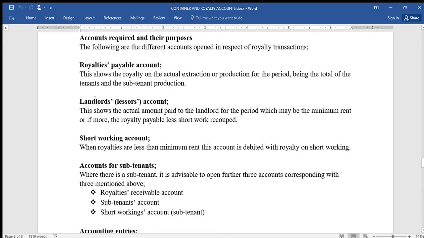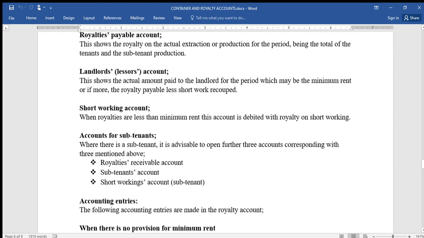Then we have the landlord or the leaser's account. This shows the actual amount paid to the landlord for the period, which may be the minimum rent, or if more, the royalty payable less short workings recouped. Yeah, it shows the actual amount that is paid to the landlord.